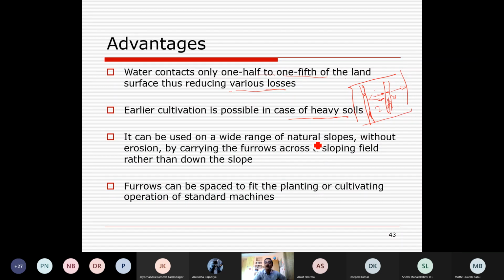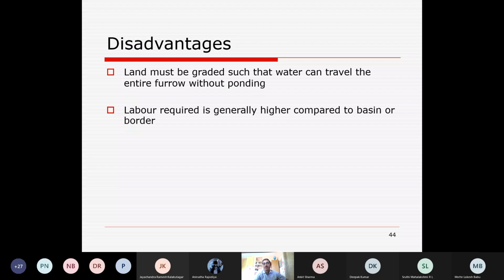It can be used on a wide range of natural slopes without erosion by carrying the furrow across the sloping field. That will be a contour furrow condition rather than down the slope. So we can do this by using the contour lines. Furrows can be spaced to fit the planting or cultivating operations of standard machines. We can have one plant, two plant, and so on. Here maybe we have a figure later on.